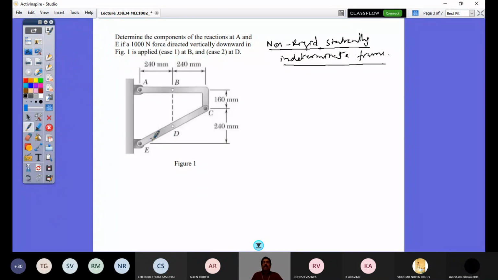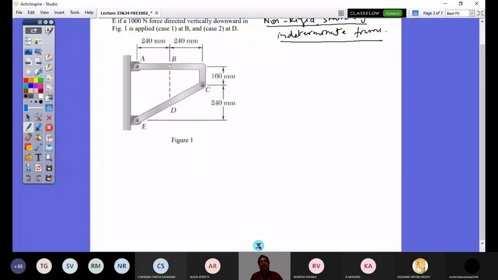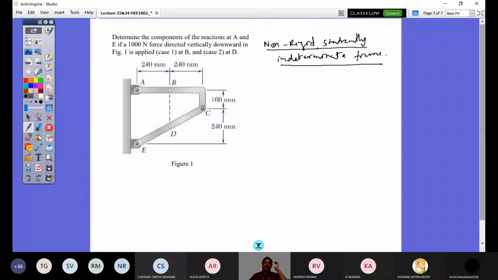And this is one of the very good problems. It's not only for the examination point of view that you should know it. Also, you see that it brings in a lot of basic concepts, ideas of two-force members, right? So here you are asked to solve this problem for support reactions at point A and point E, if a 1000 Newton force is directed vertically downward at point B, for case 1, and at point D for case 2.